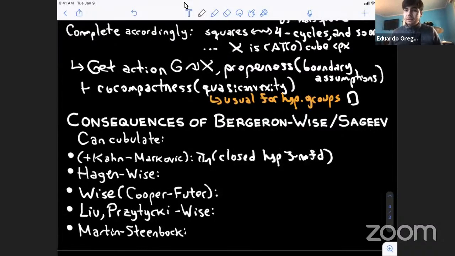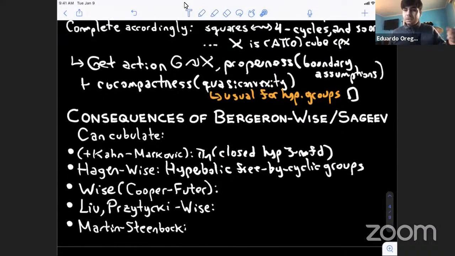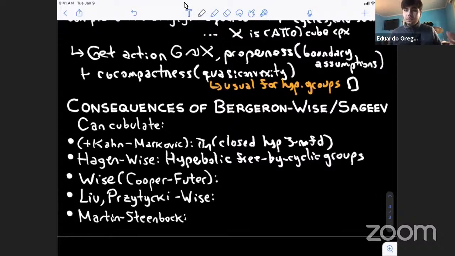And also, Hagen and Wise found enough codimension one quasi-convex subgroups for hyperbolic 3-manifolds by cyclic groups. There are two papers related to this, and they are quite long, but you can cubulate. Even the task of finding quasi-convex codimension one subgroups is not easy at all. Also, variations of all of these for groups that are not necessarily hyperbolic are given by Wise and then Cooper and Futer. So this is for fibered hyperbolic groups.